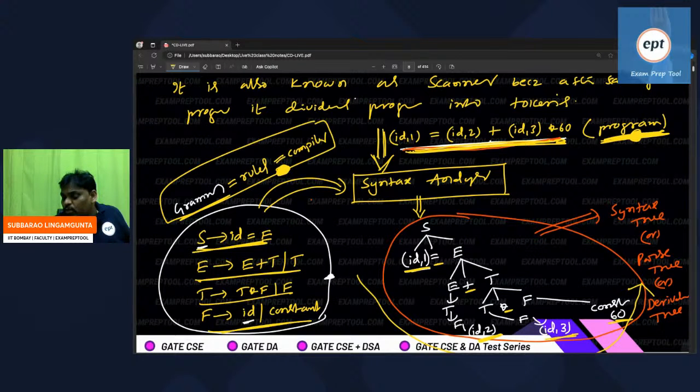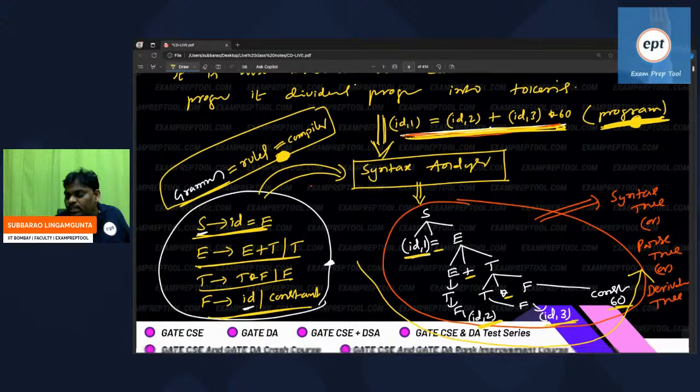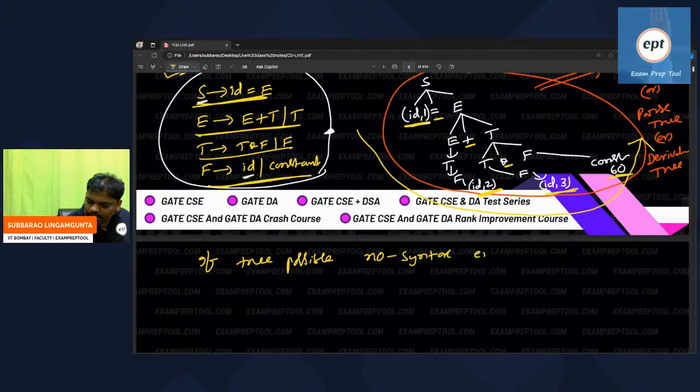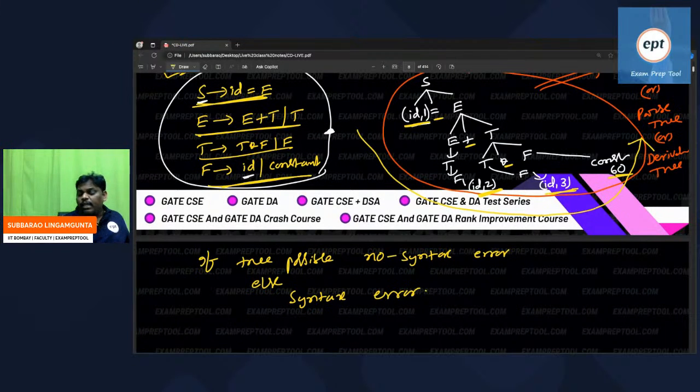If the tree is possible, no syntax error. Let me write it now. If tree possible, no syntax error. Otherwise, else, syntax error. Please be careful. If tree possible, no syntax error. Else, syntax error. That's it.